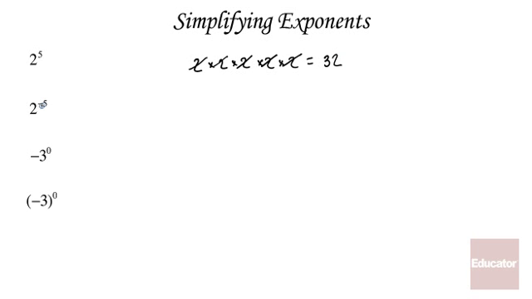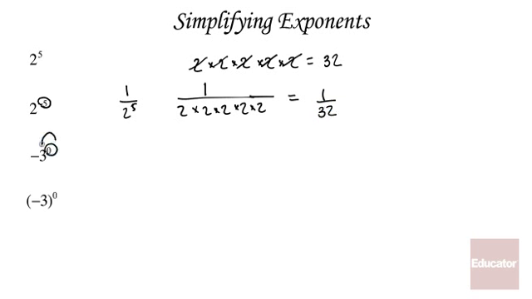Now let's try looking at this one with the negative exponent, how it differs from the previous. This is going to be 1 over 2 to the 5th, which written out would be 1 over 2 times 2 times 2 times 2 times 2. And in this case, it would be 1 over 32.